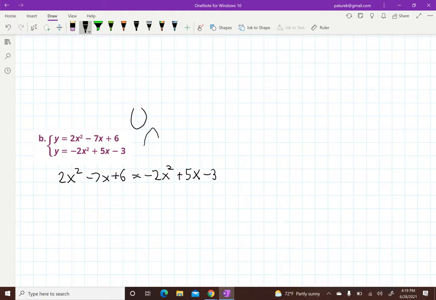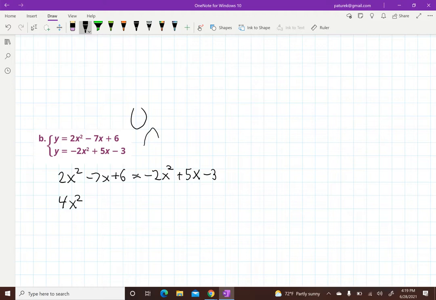As before, I'm going to combine like terms and simplify and treat it like a quadratic and find its roots. First, I'm going to add 2x squared to both sides. Notice that they do not cancel because one on the one side is positive, one on the other side is negative. So I add 2x squared to both sides to create 4x squared.